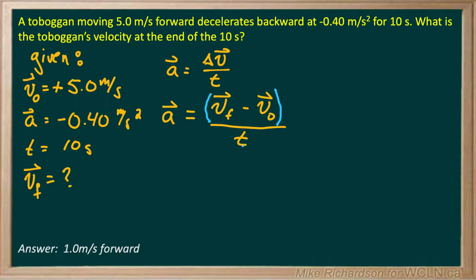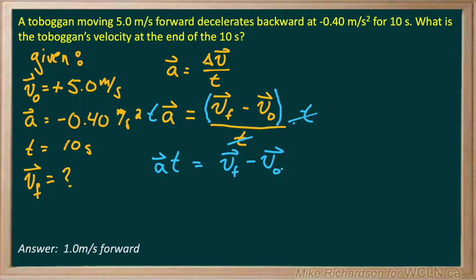First thing I want to do is multiply both sides by t. T is divided on the right, so to get rid of it, if I multiply both sides by t, they cancel on the right. So convention has it that we put acceleration first. Don't ask me why. A times t equals V final minus V initial. Now I don't need the brackets, so I'm not even going to put them in anymore.